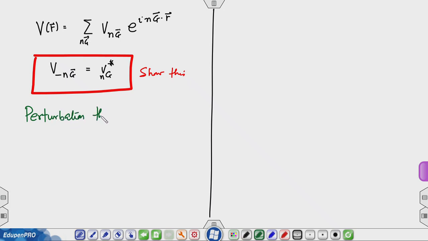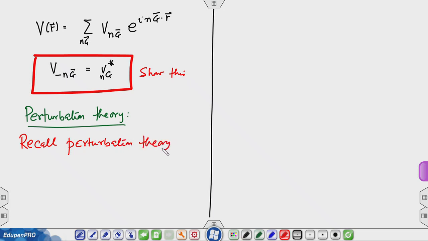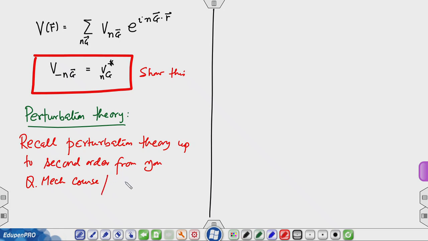And let me remind you here what you did in perturbation theory up to second order from your quantum mechanics course, and I think for you it's covered in physics 432, and also recall degenerate.